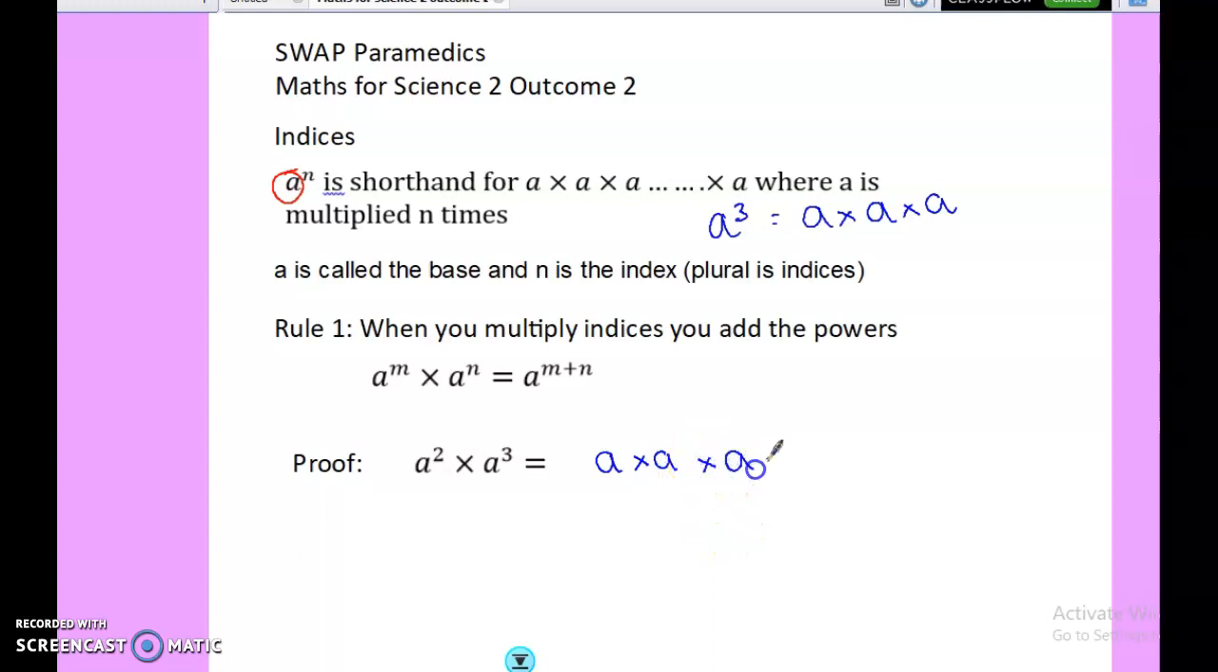Okay, to prove this one to you, if I've got a squared, that's a times a, and I'm timesing that by a cubed, that's a times a times a. All together, I've got 1, 2, 3, 4, 5. I get a to the power of 5, and 2 plus 3 is 5. Now it always works out this way, so we can just use the rule of adding the powers.